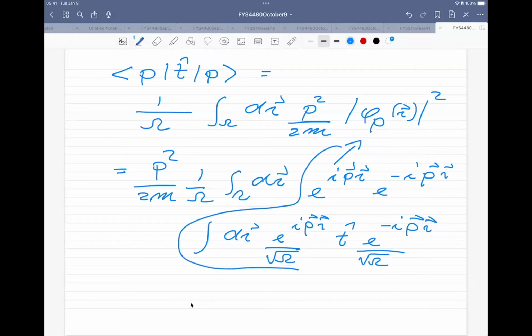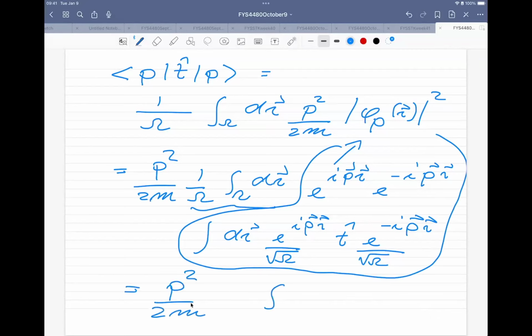And this integral here is nothing but the volume, since the integral of d r over omega is equal to omega. And I have assumed a finite volume now.